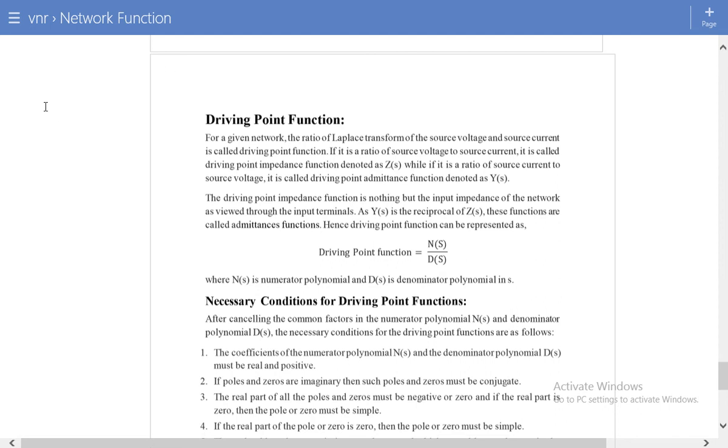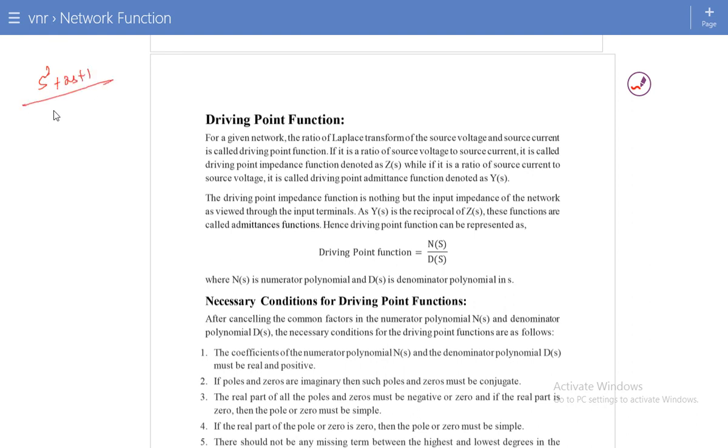In the starting lectures we have derived the driving functions and network functions for different networks. Let us consider a system which is having a driving function as s square plus 2s plus 1 divided by s cube plus 4s square plus 1, right?